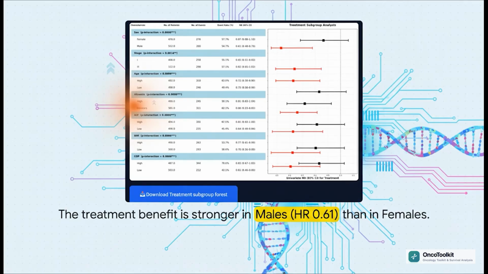This forest plot breaks down the treatment effect by all these different patient characteristics. And whoa, look at this. The benefit is definitely not the same for everyone. For males, the hazard ratio is a very strong 0.61. For females, it's 0.87. This suggests the treatment is way more effective in male patients. And just like that, you've generated a powerful new hypothesis for future research.